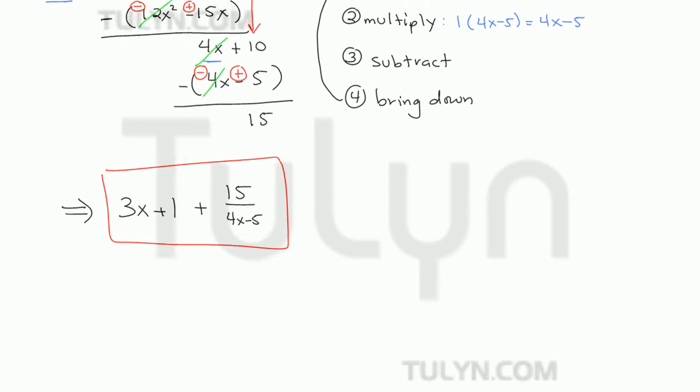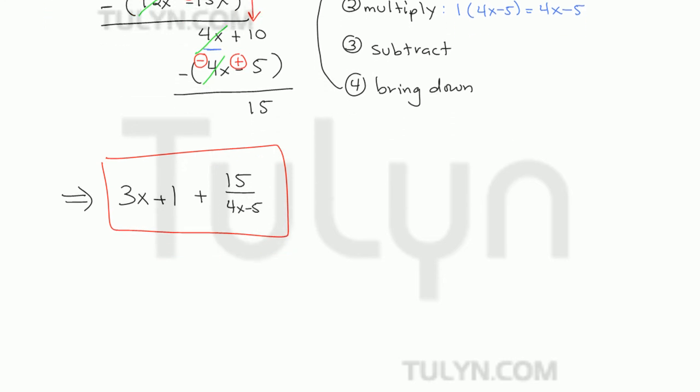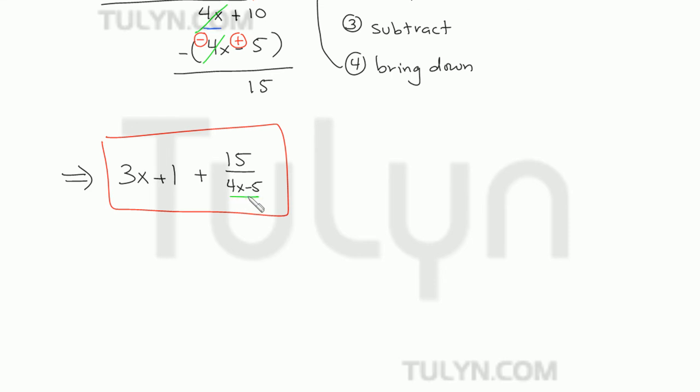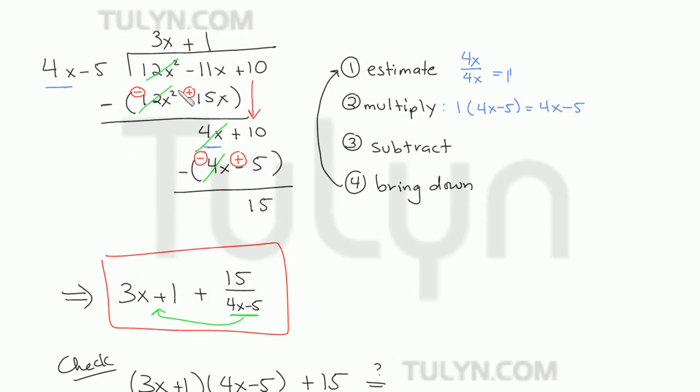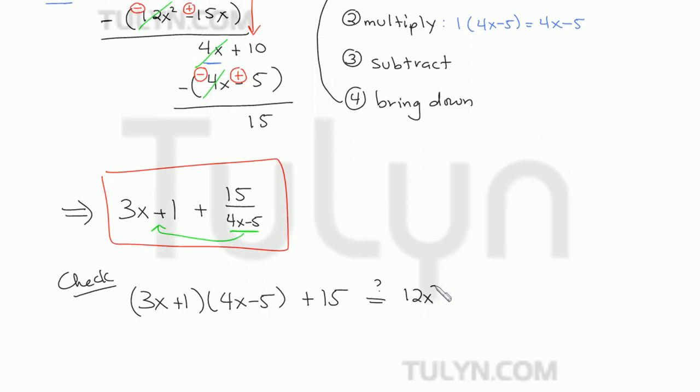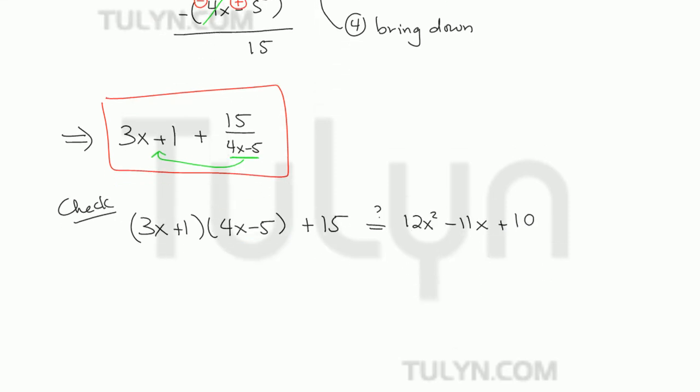If you're never sure and you've got a little bit of time, you can always check. The way you check is by multiplying this denominator here by this main value and adding the remainder. So 3x plus 1 times 4x minus 5 plus 15, and you want that to be equal to what was inside of the little house. So you want it to be equal to 12x squared minus 11x plus 10. So let's solve the expression on the left.